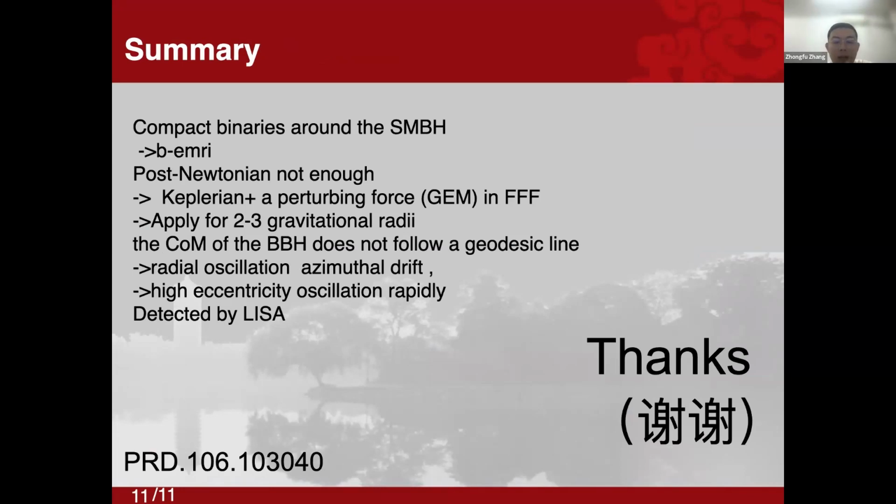So in summary, I introduced a new system, a compact binary around the supermassive black hole, similar to an EMRI, and post-Newtonian is not enough. I study the dynamics of this system in the free-fall frame, and this system can apply for 2 or 4 gravitational radii. There are many dynamic effects, like the central mass of the binary black hole does not follow a geodesic, and the inner orbit eccentricity oscillates repeatedly, and this system will be detected by LISA. More details are in our paper.